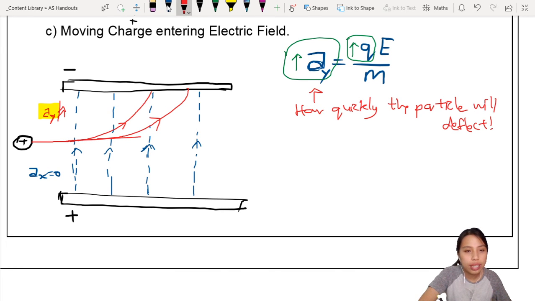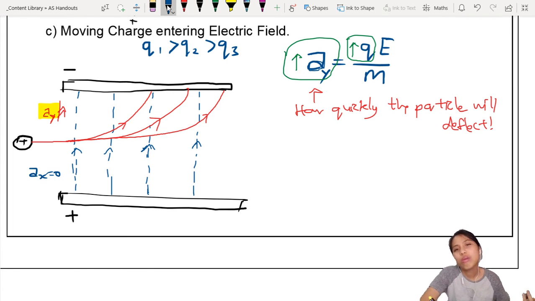So let me draw another line here. So the first thing is, if you have a charge that is very big, it will bend very fast. Then a smaller charge takes longer to bend. An even smaller charge takes even longer to bend because it's a small charge, no attraction. Just like, okay, so what? I will go there eventually. That's what the charge does.